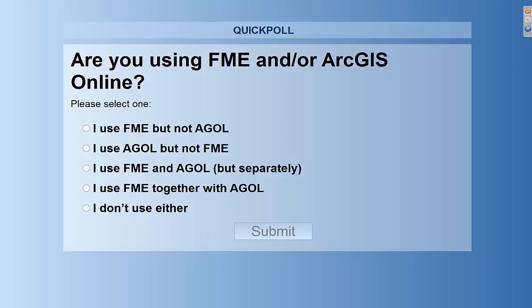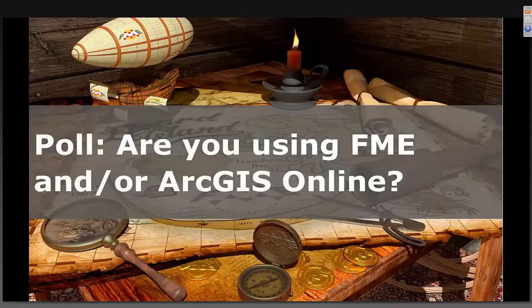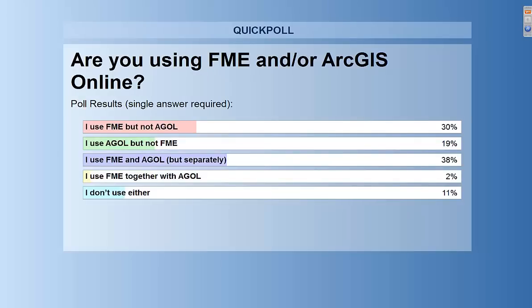Well, we got a very good turnout of the polls this morning, so let's close this and let's look at those results. So people that use FME but they don't use ArcGIS Online, that's 30% of you. People that use ArcGIS Online but not FME, wow, a whopping 20%. Well, thanks so much for tuning in. Hopefully you'll see some things today that'll help you get even more out of your ArcGIS Online experience by opening it up to different kinds of workflows. People that are using FME and ArcGIS Online, but not together, a whopping 40%. That's the one that surprises me.